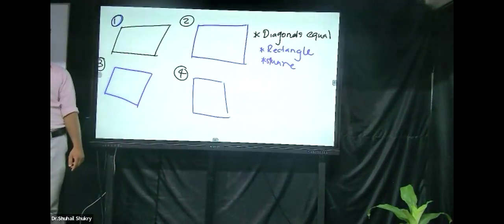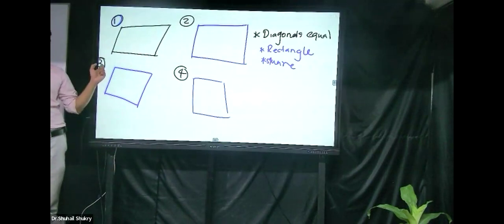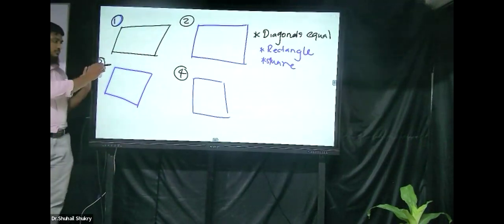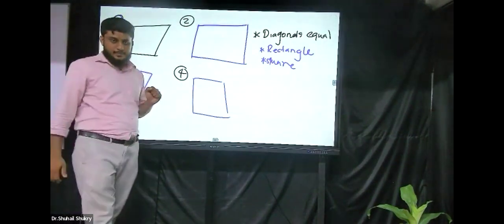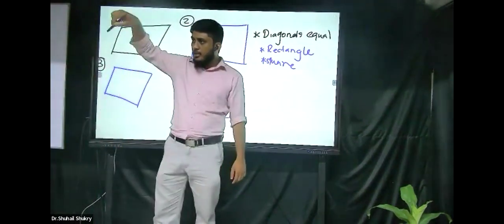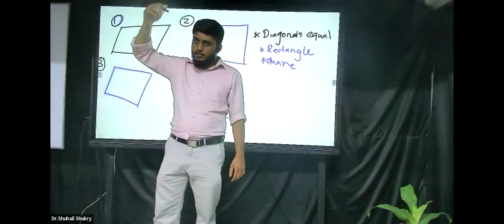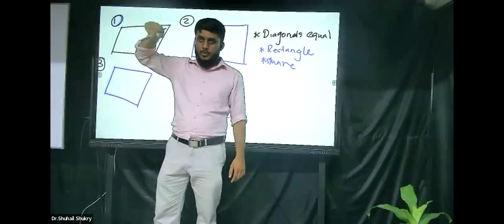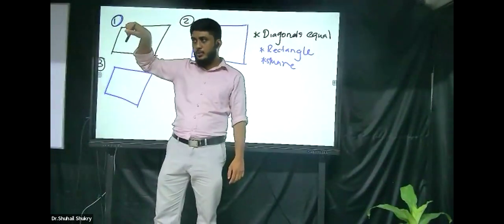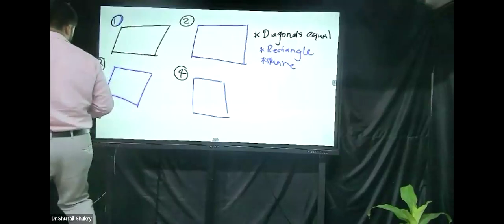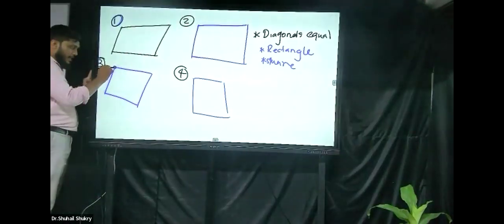Other thing: what do we call this corner? Normally a corner we call a vertex. The angle in the corner, what do we call it? Vertex angle. So the corner part we call the vertex, and the angle there is the vertex angle.